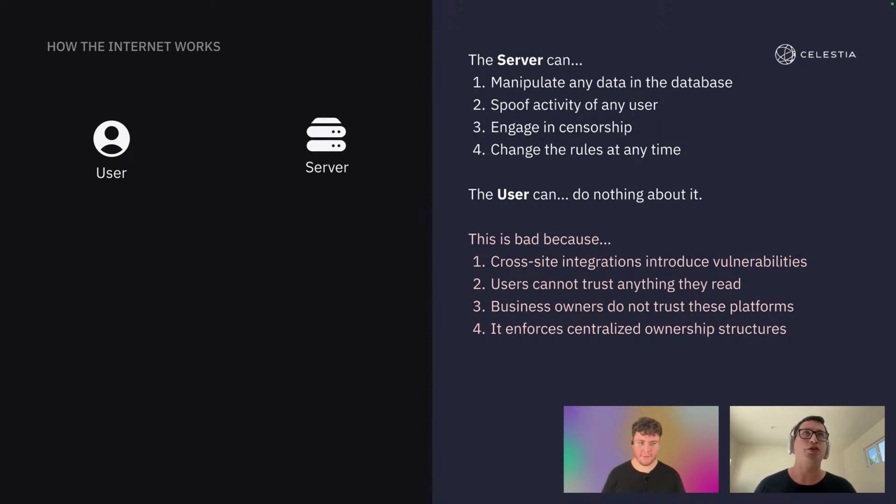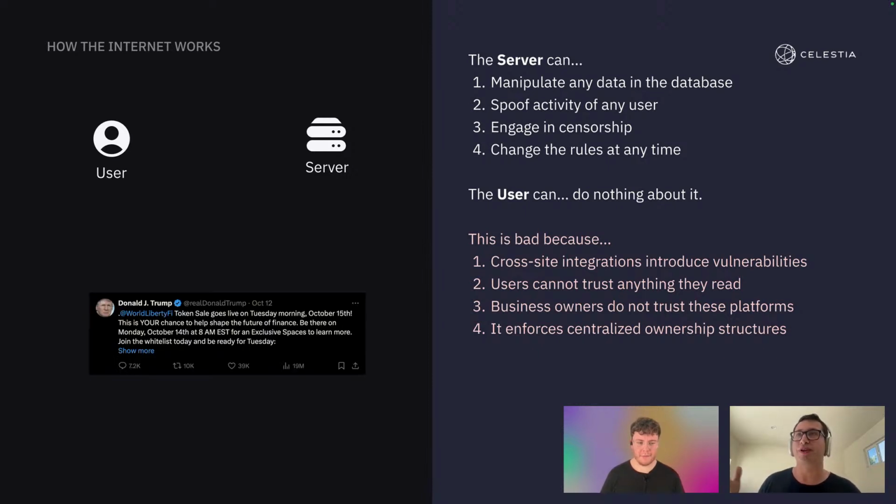You could even spoof the activity of a user and make them say something that they didn't say. For example, the president, Trump actually did post this. This is real, but if the president of the United States used a centralized platform, you could, as the administrator of that platform, launch a token in their name, which is not good. So as you can see, centralized servers are very vulnerable, and this is a huge problem.